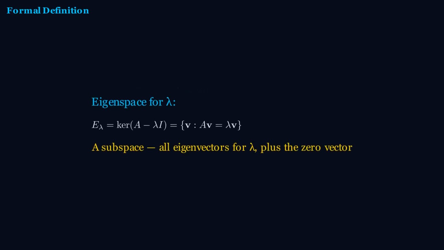The set of all eigenvectors corresponding to a given eigenvalue lambda, together with the zero vector, forms a subspace called the eigenspace of A for lambda. This eigenspace is also the null space of A minus lambda times the identity. Every vector in this subspace is an eigenvector. A scales them all by the same factor lambda.